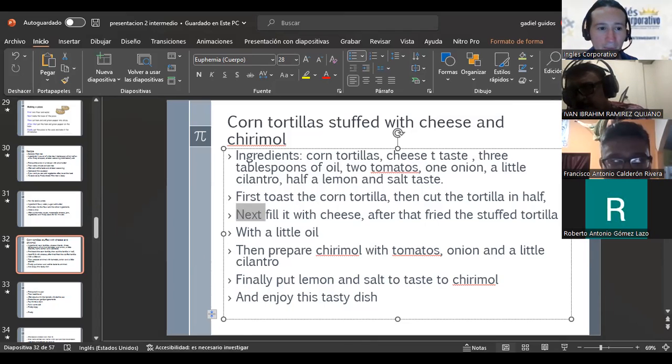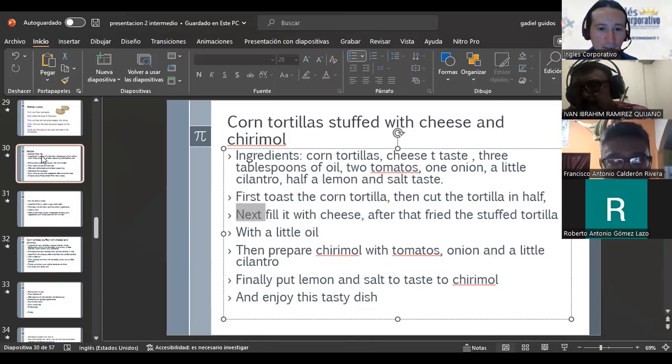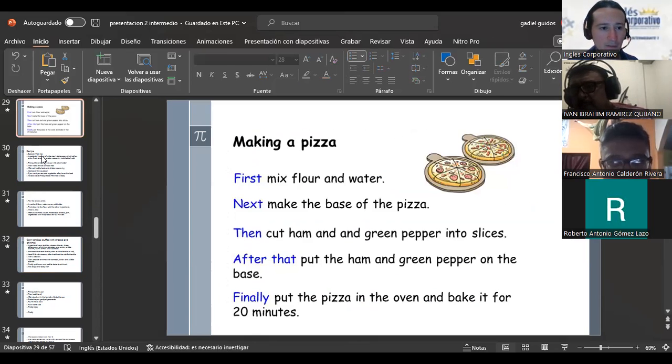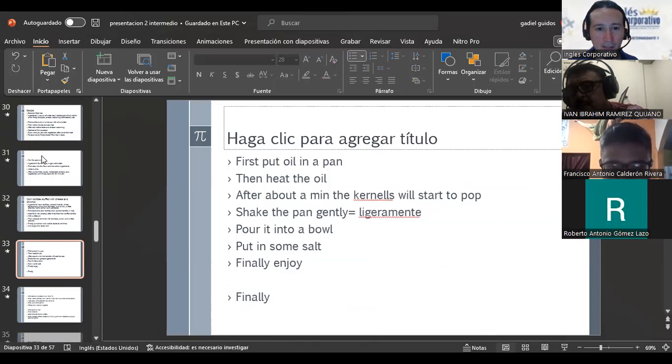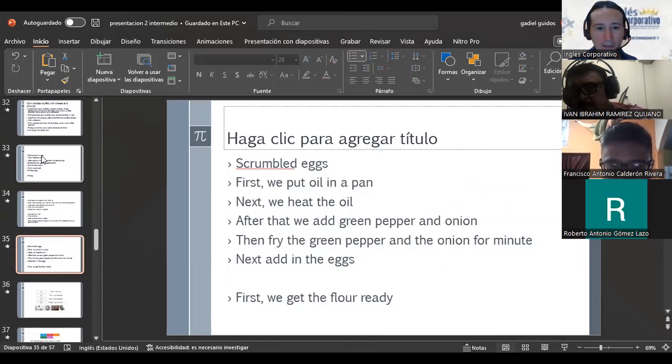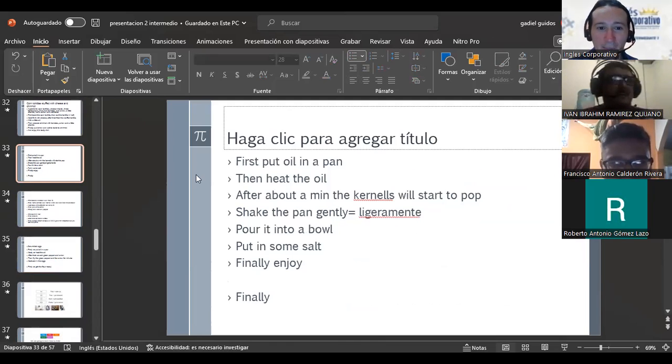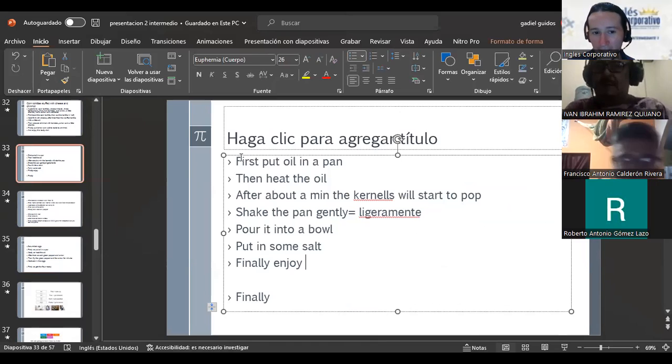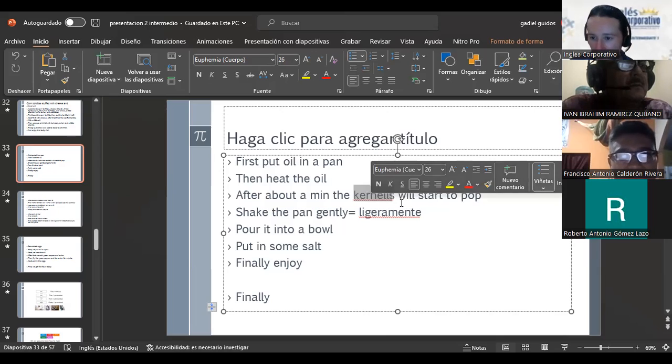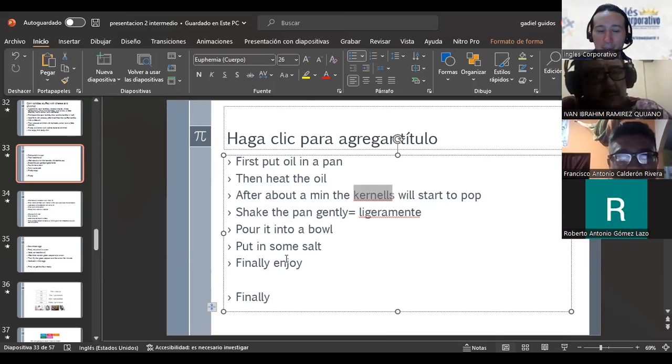Vamos a ver aquí. Vamos a ver por acá. ¿Qué más quería mostrarles yo a ustedes? Bueno, este ya lo vimos. Esto es lo que ustedes hicieron. Bueno, esto es lo que estábamos haciendo el día de ayer, creo yo. Sí, básicamente esto era de las recetas del día de ayer. Que decía, first put oil in a pan, then heat the oil. After about a minute, the kernels will start to pop. Okay? Importante, guys, algunas palabras, por ejemplo, acá teníamos kernels, que eran los granos, okay, porque esta era la receta para las palomitas de maíz, okay, so kernels, granos, recordemos eso.